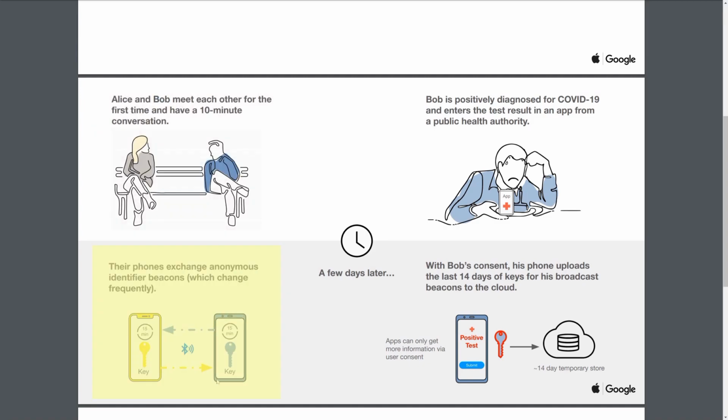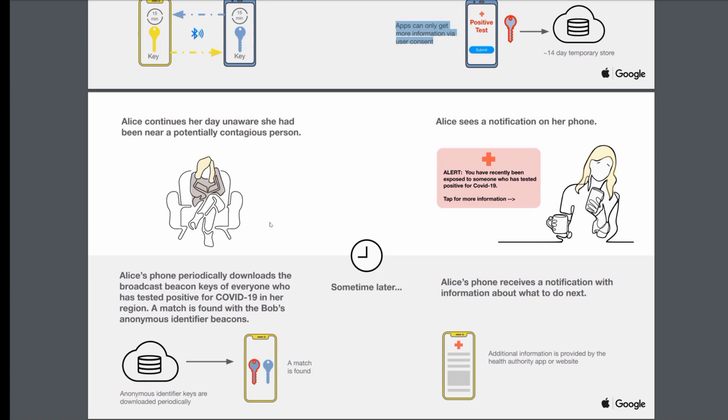What happens during their conversation is their keys are exchanged via Bluetooth, and now Alice's phone has Bob's key without really knowing that that is Bob's key, and Bob now has Alice's key without really knowing that that is Alice's key. Now, a few days later, Bob tests positive for COVID-19 and enters the test results in an app from a public health authority. With Bob's consent, his phone uploads the last 14 days of keys for his broadcast beacons to the cloud.